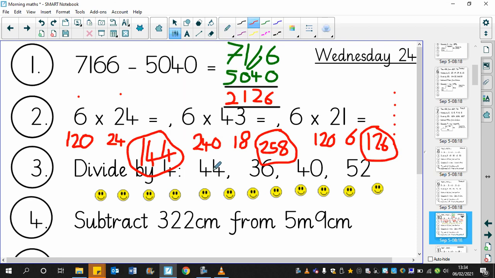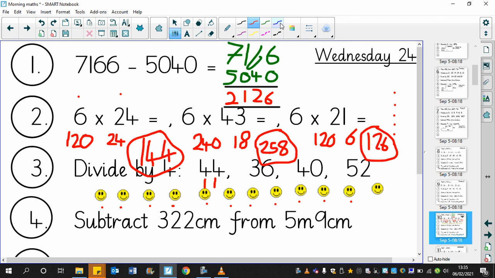So if we're dividing 44, what we need to do is count up in 4s until we get to 44. So 4, 8, 12, 16, 20, 24, 28, 32, 36, 40, 44. Right, how many smiley faces? 1, 2, 3, 4, 5, 6, 7, 8, 9, 10, 11. So therefore the answer to that is 11.